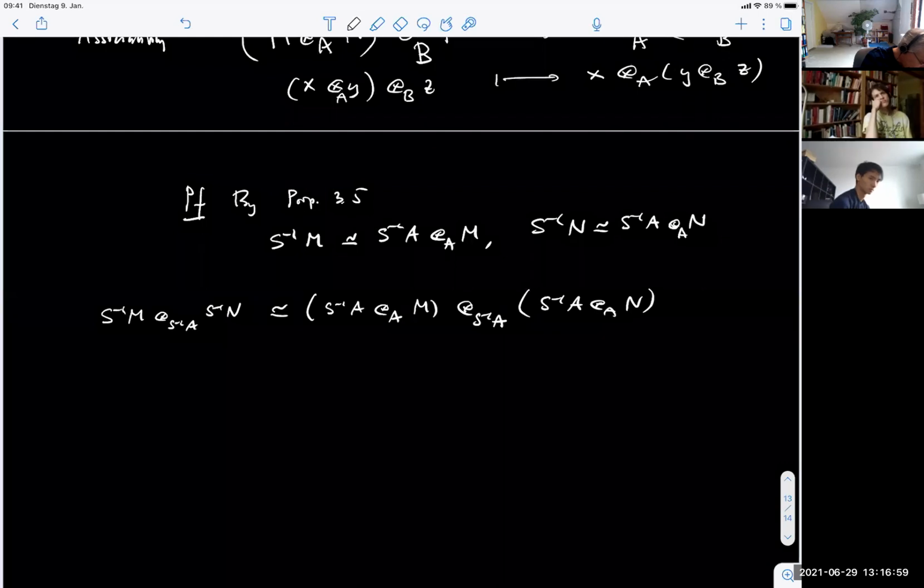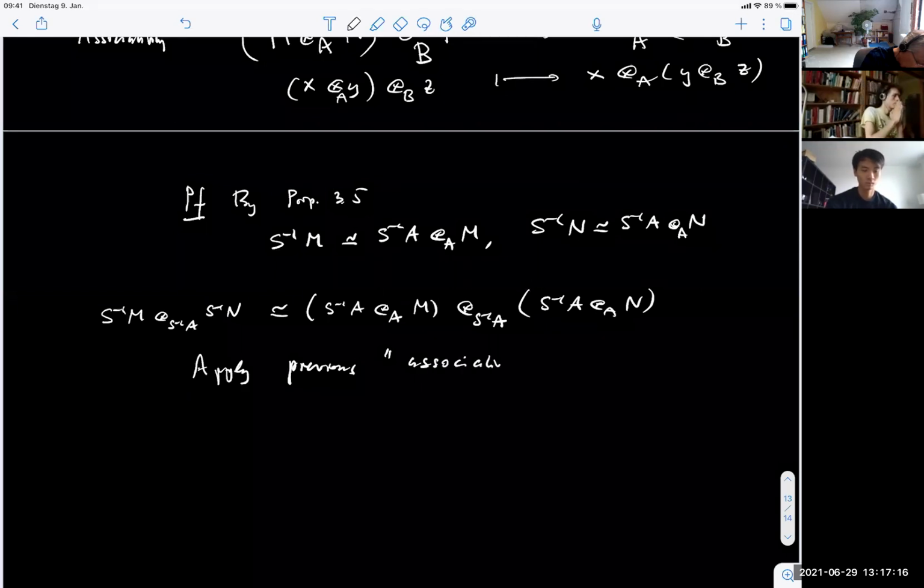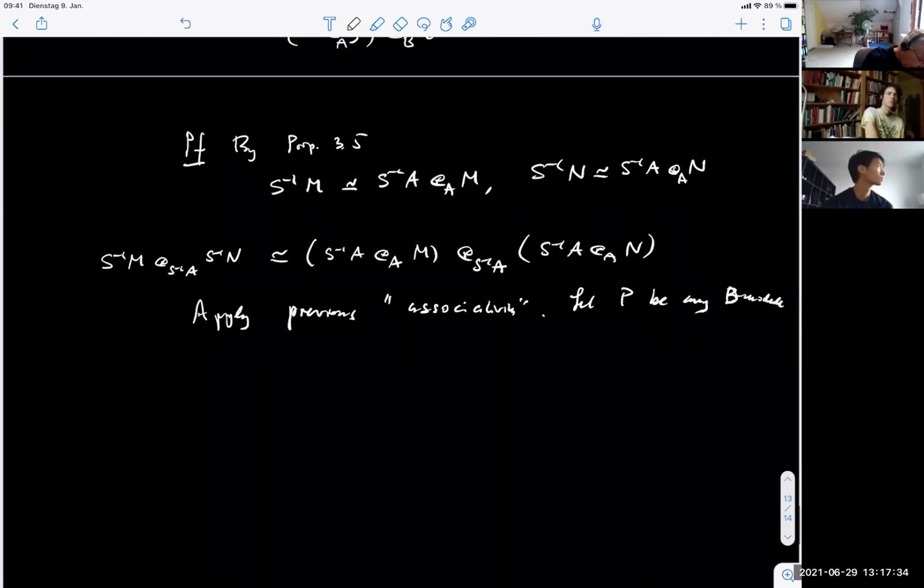Okay, apply. I think I will apply it twice. Okay, apply the previous associativity. Okay, for the sake of clarity, let P be any B module. Okay, I think it will be clearer if I do it in this generality. Then, okay. Now maybe I rewrite the statement.